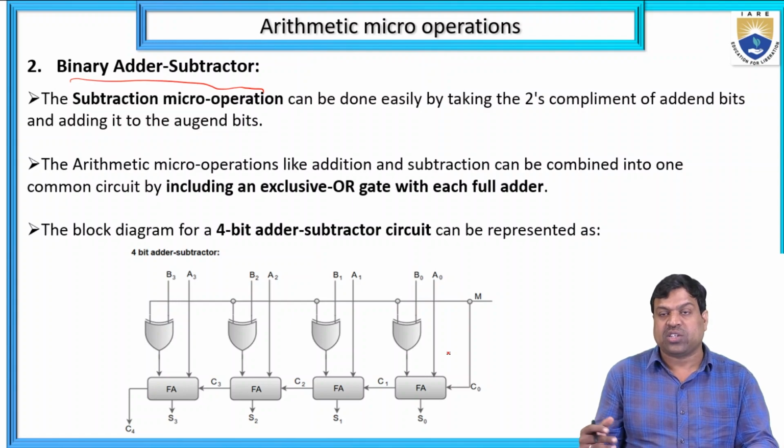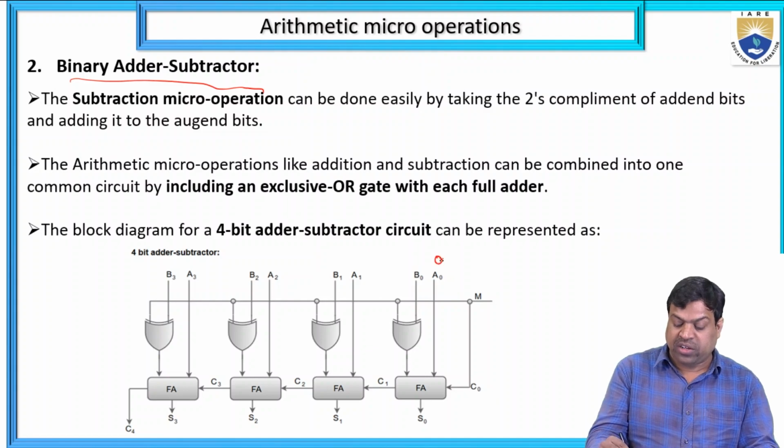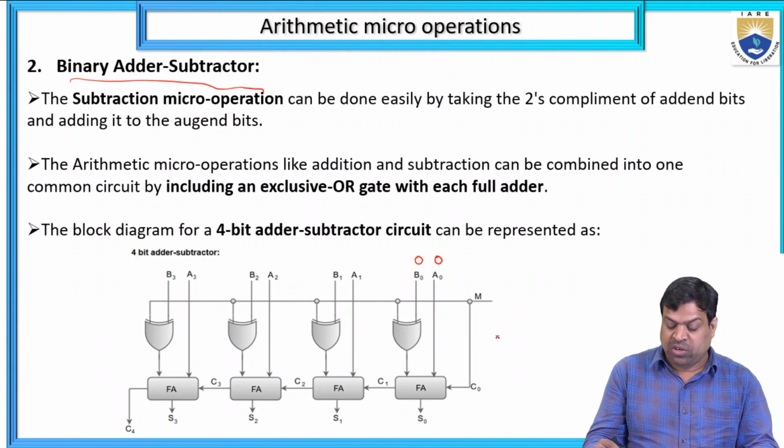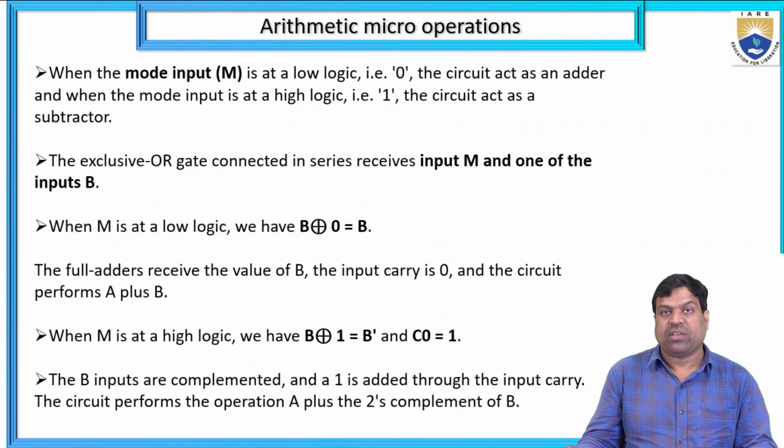So here I am taking the binary adder subtractor. When I am going for subtraction, we apply the 1's or 2's complement to the subtrahend, and then we need the binary adder. So these operations use an exclusive OR gate with each full adder. Suppose here A equal to 0 and B equal to 0. If there is any carry, it is forwarded to this one. If there is no carry, carry equal to 0 is forwarded to this. Okay, it is an adder subtractor.